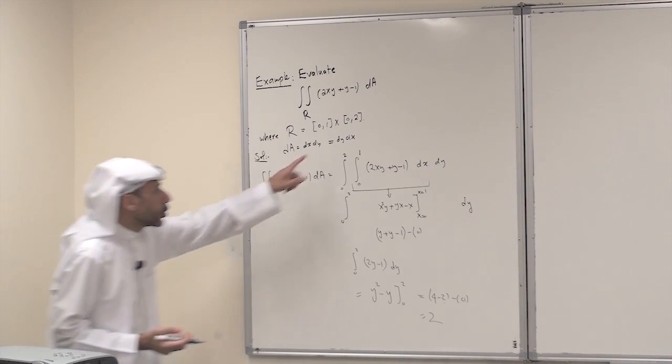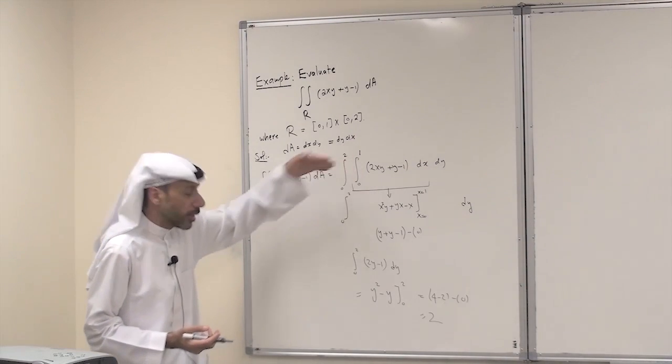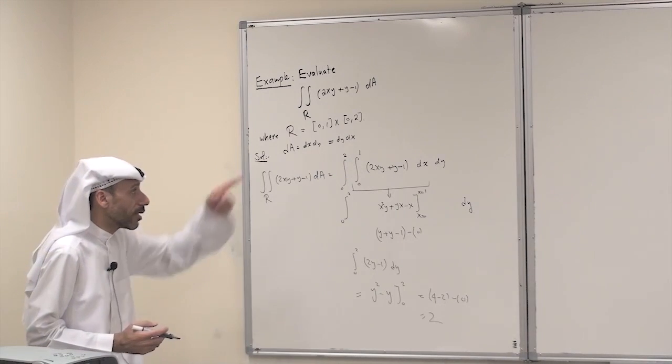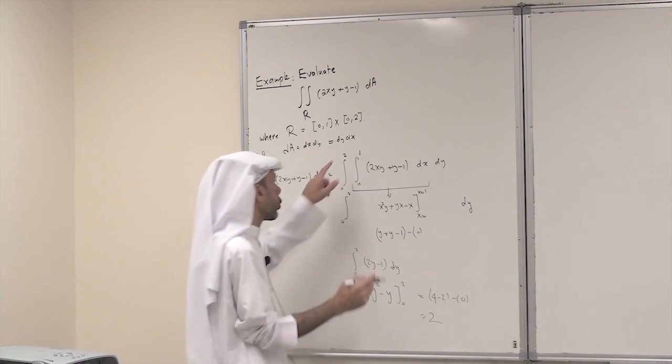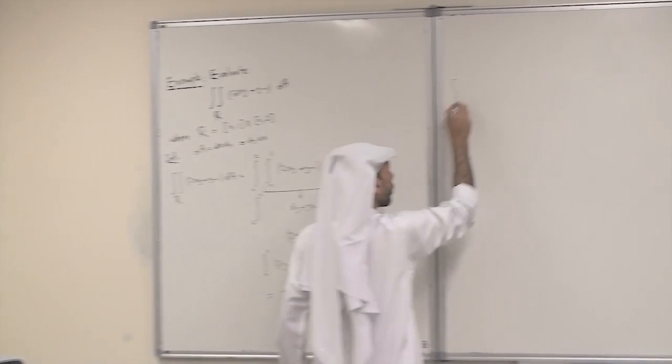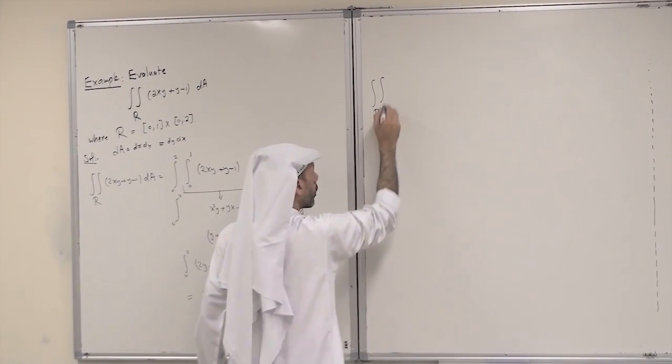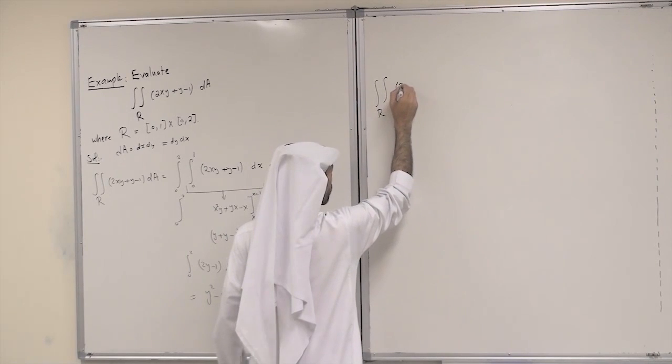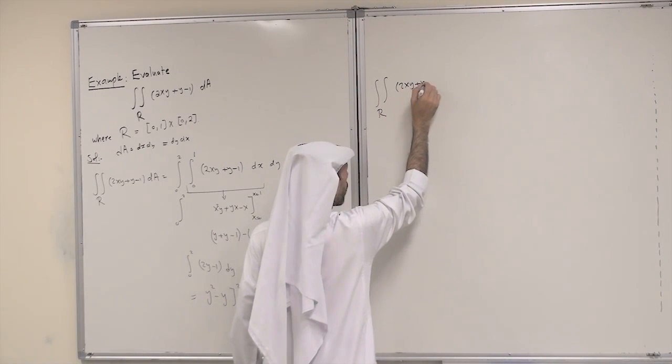Now what if we choose dy dx? What will happen? Will we get the same answer or not? Let's see. If we choose dy dx, the other order of integration, you have the double integral over R of 2xy plus y minus 1.